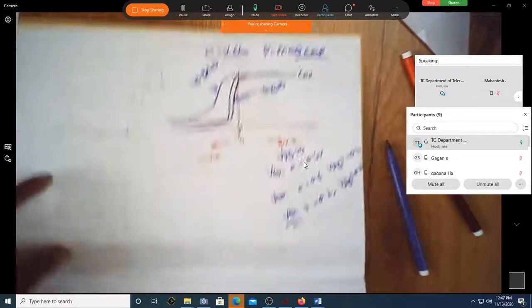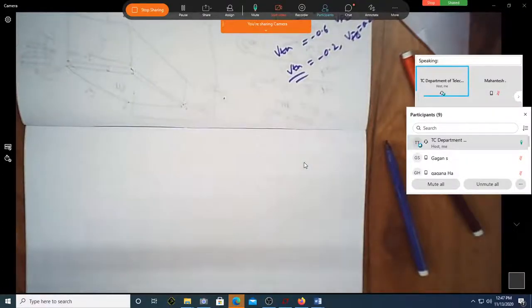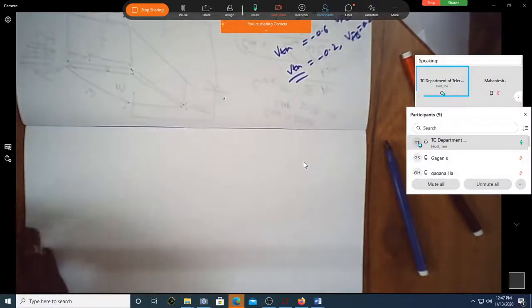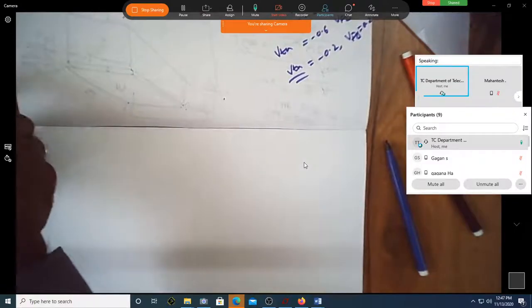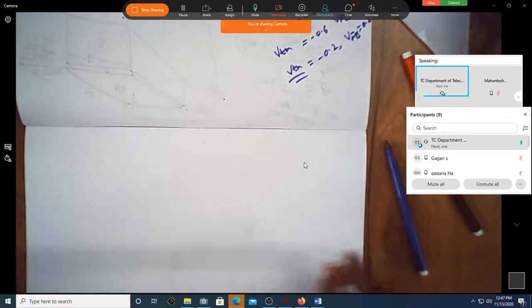Okay, fine. So with this, we almost come to the end of these MOS capacitors, band diagrams and all those things. So let us move on to the next topic.